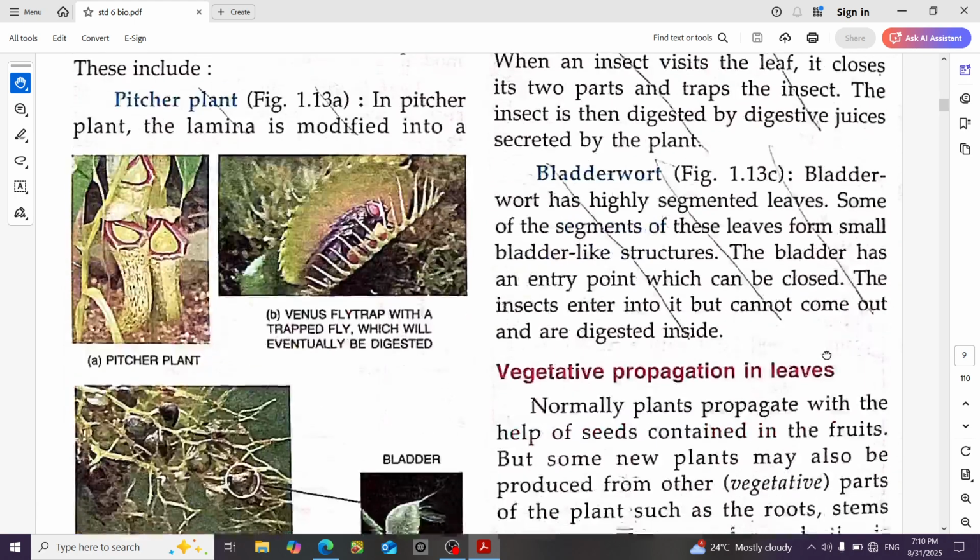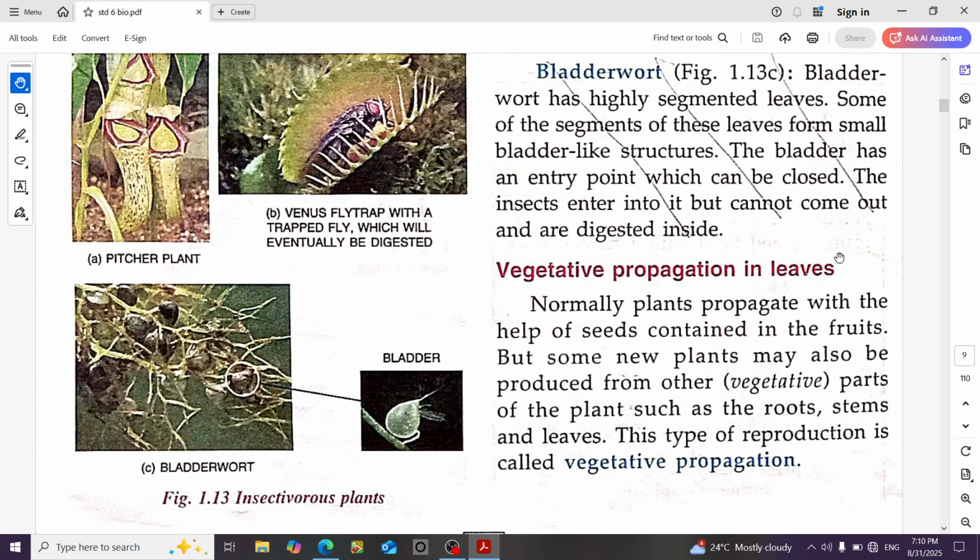Now, bladderwort. Bladderwort has highly segmented leaves. Some of the segments of these leaves form small bladder-like structures. The bladder has an entry point that can be closed.